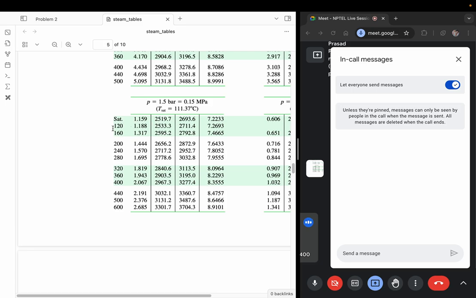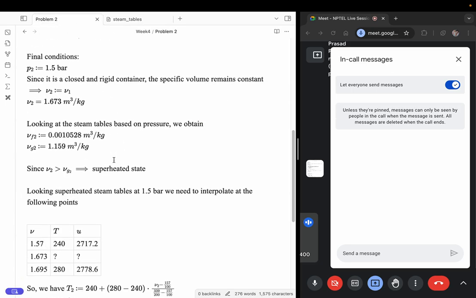So at this you have several different temperatures. I need to find the correct temperature. What do I know? I know the specific volume. So using the specific volume, I will find the corresponding temperature. So I'll just do a linear interpolation again.